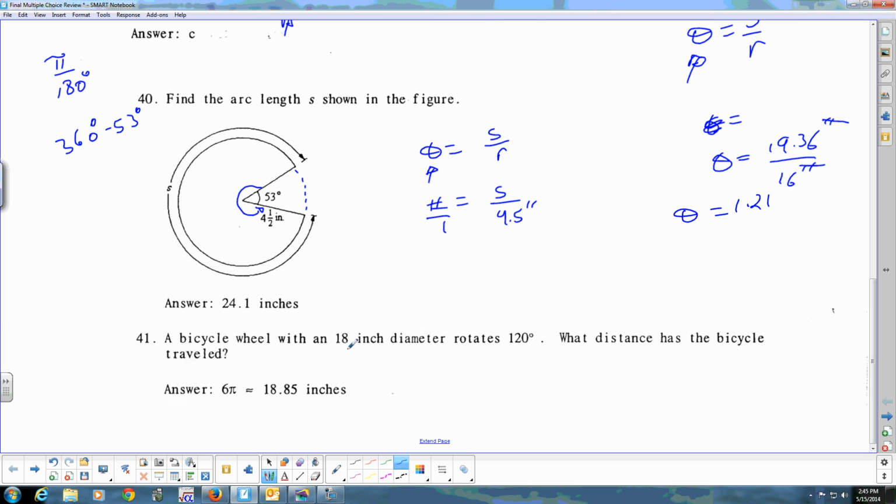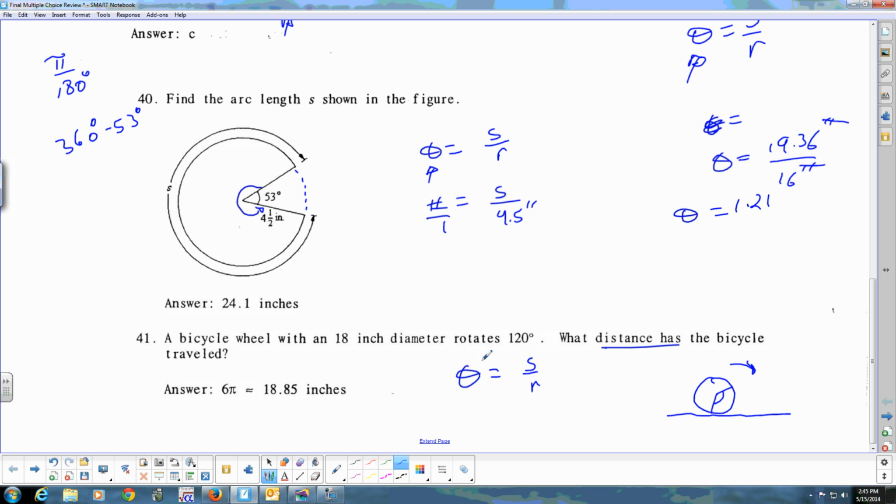Oh, no, a bicycle wheel with an 18-inch diameter rotates 120 degrees. What is the distance the bicycle travels? You can use theta equals S over R. You're looking for the distance the bicycle has traveled if your bicycle wheel is sitting here on the ground and it rolls forward, so the angle rotates 120 degrees. It's asking essentially, that was 120 degrees, what is the length of that arc? All right?